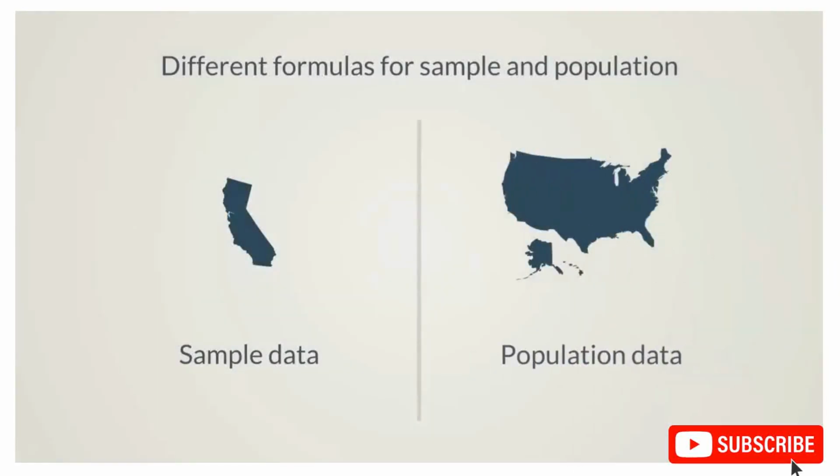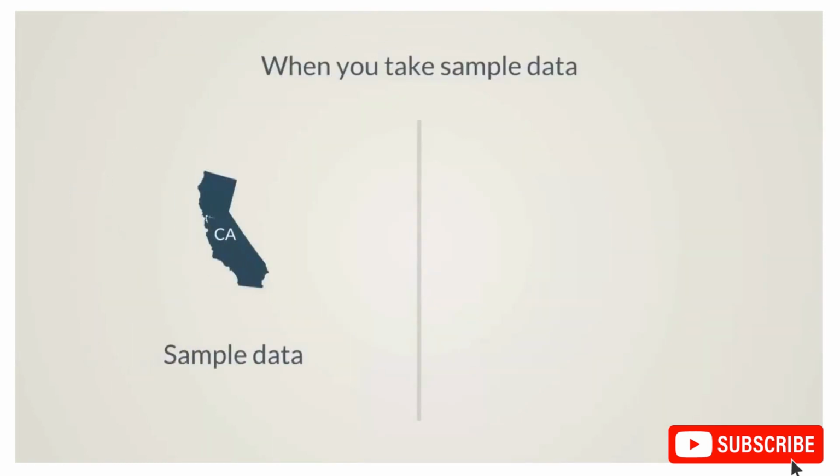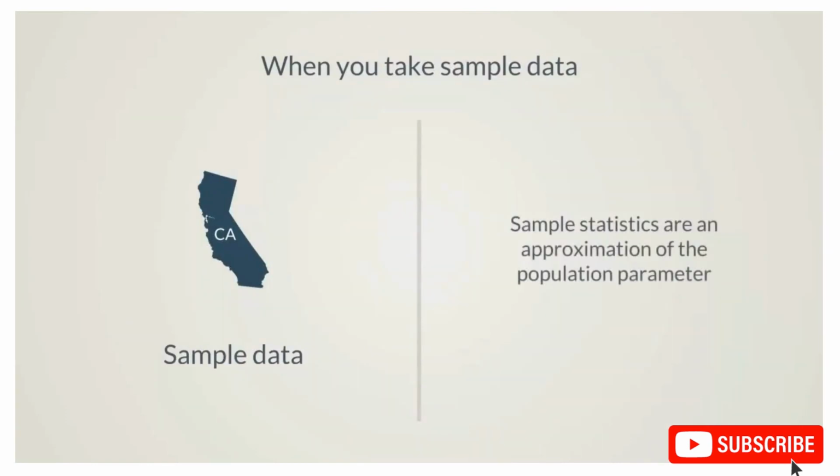In the field of statistics, we will typically use different formulas when working out the population data and sample data. Let's think about this for a bit. When you have the whole population, each data point is known, so you are 100% sure of the measures you are calculating. When you take a sample of this population and you compute a sample statistic, it is interpreted as an approximation of the population parameter.